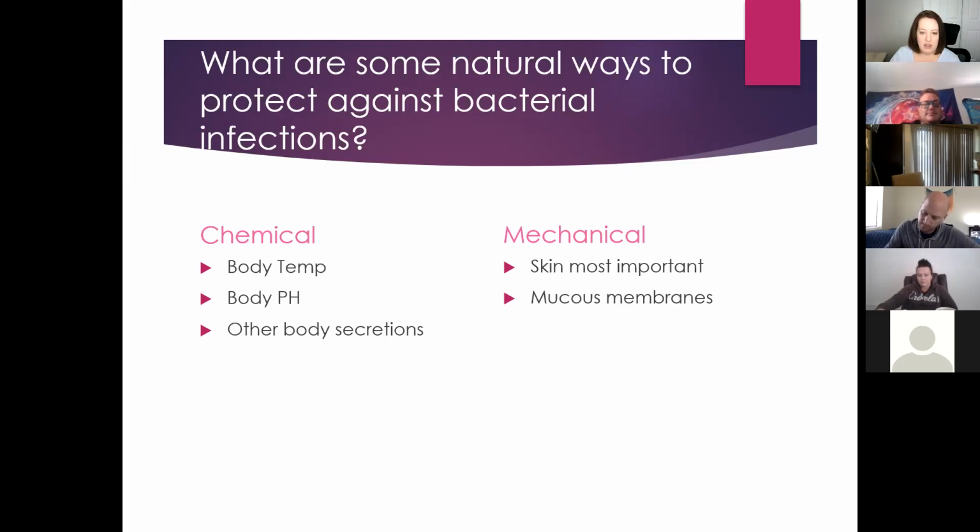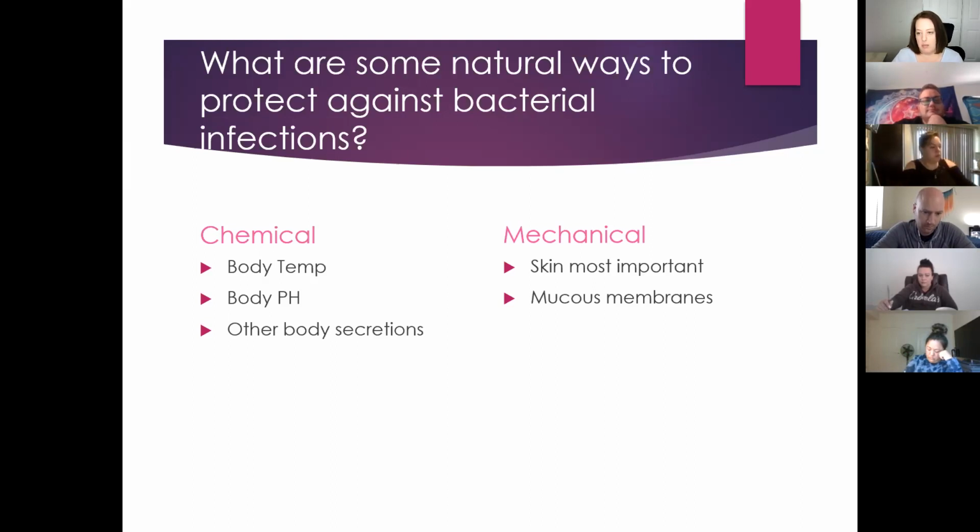And then our biggest mechanical and most important barrier is going to be our skin. It protects us from these pathogens crossing that and getting into our blood and into our tissues. And then mucous membranes. So our mouth, our nose, that's why we have earwax, because if pathogens get in there, the mucous membranes are hopefully going to stop them and prevent them from going further into the body.